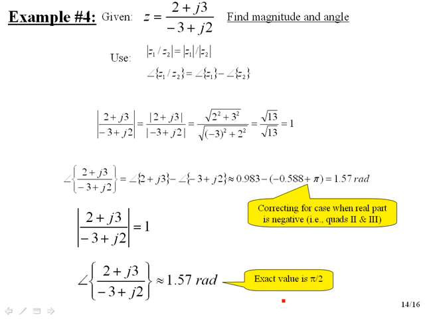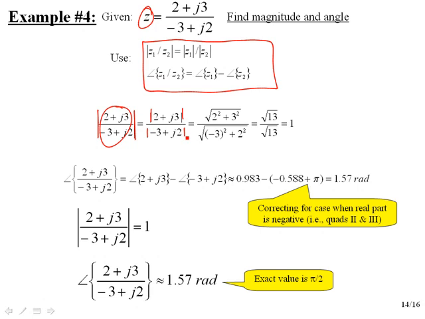Example 4. Now this is very similar to the kinds of manipulations that we'll need to know how to do for circuits and for subsequent courses in electrical and computer engineering. Given this ratio of two rectangular form complex numbers, find the magnitude and angle of the resulting number z. So we're going to use these two results here. First, let's find the magnitude. So the magnitude of the whole thing breaks down to the ratio of the magnitudes.